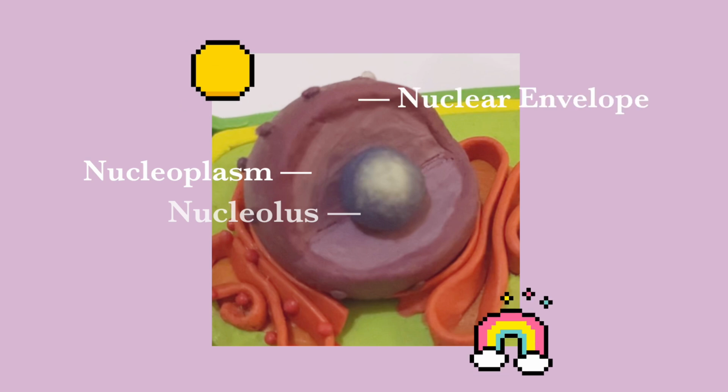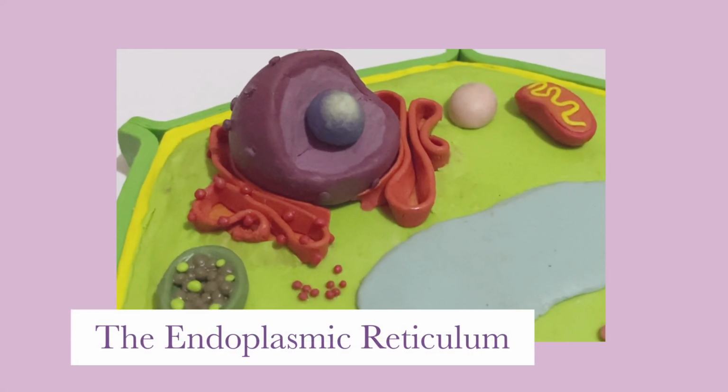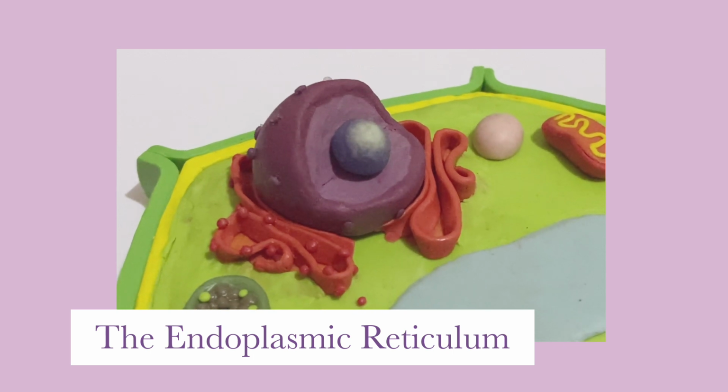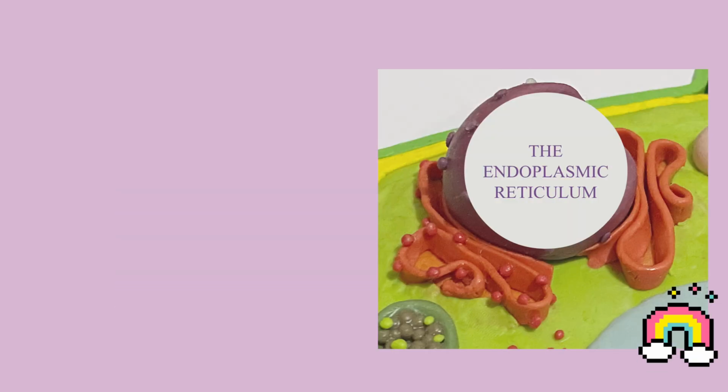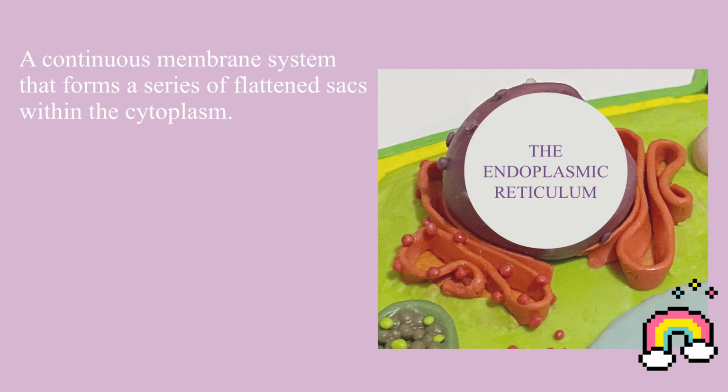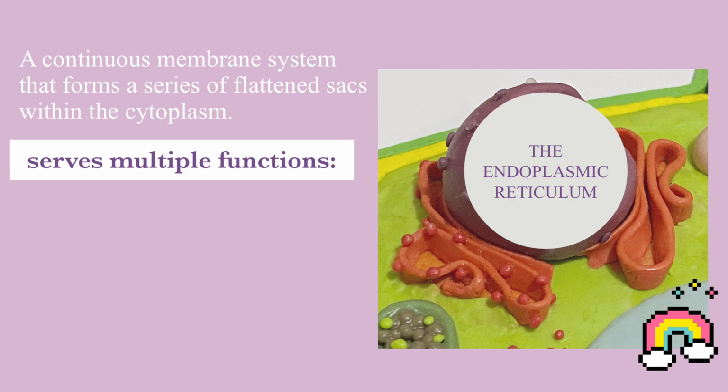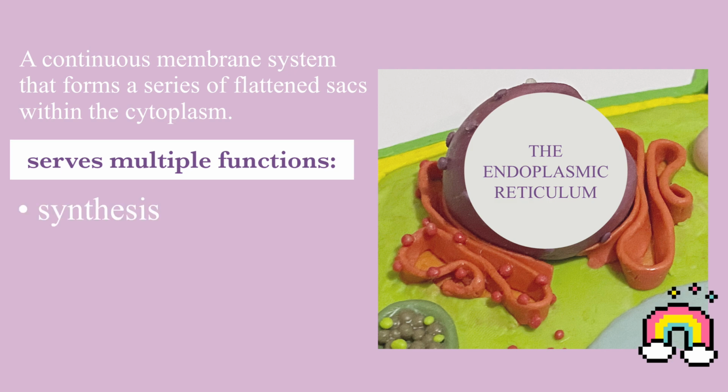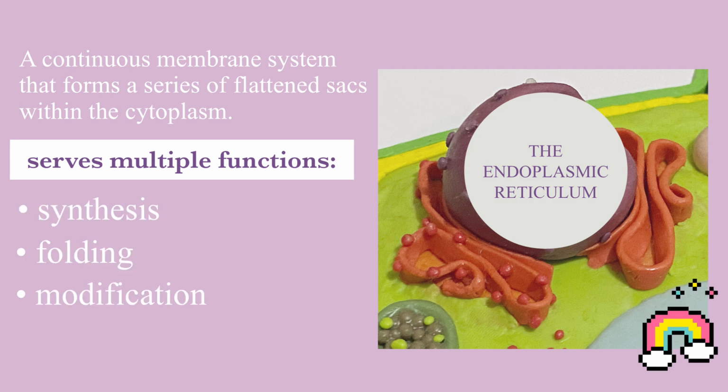The nuclear envelope is a highly regulated membrane barrier that separates the nucleus from the cytoplasm in eukaryotic cells. The endoplasmic reticulum is a continuous membrane system that forms a series of flattened sacs within the cytoplasm. It serves multiple functions, being important particularly in the synthesis, folding, modification, and transport of proteins.